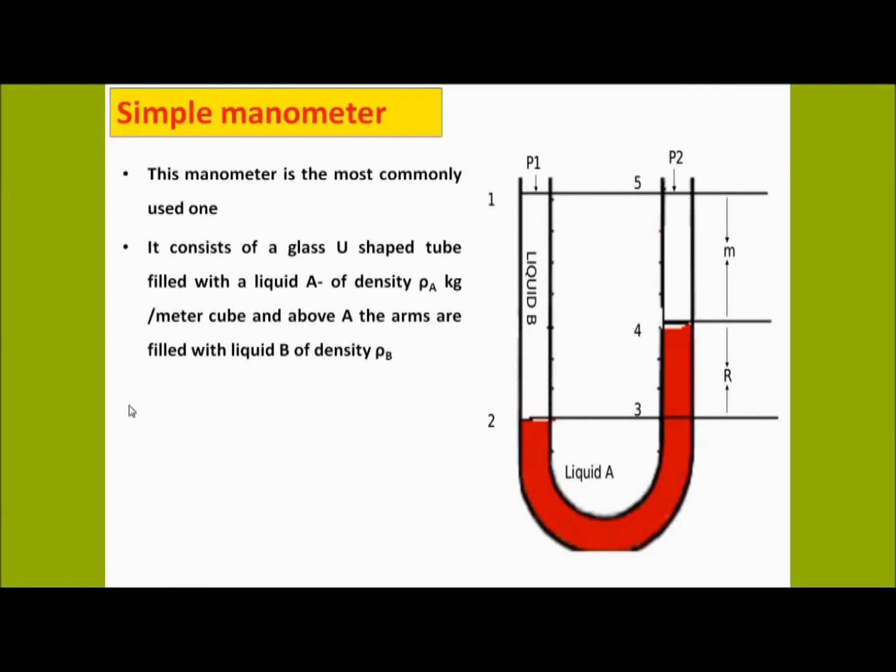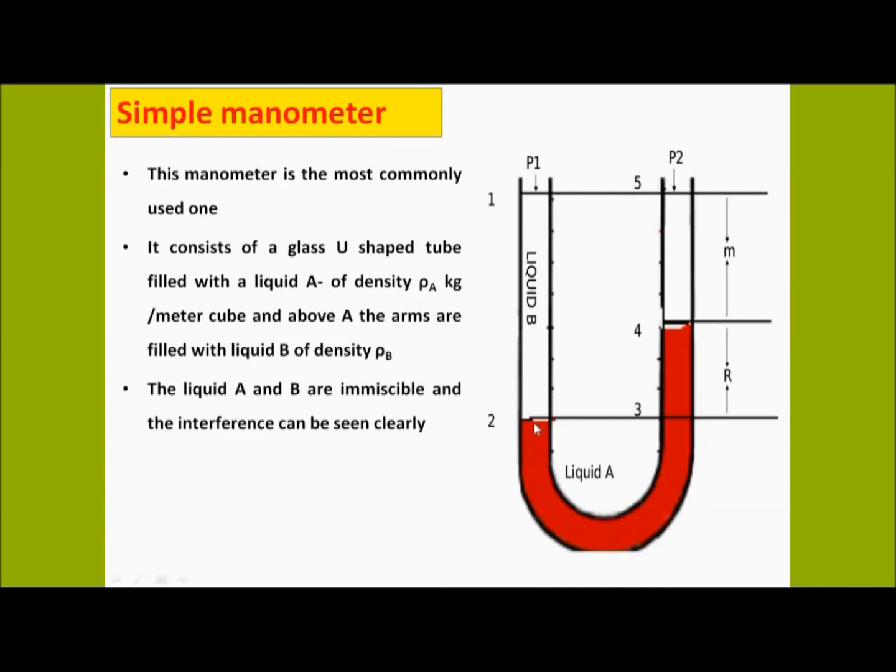Now you see, it consists of a U tube, a U-shaped tube, right? It is filled with liquid A. This is liquid A with a density of rho A, unit kg per meter cube, and above the arm there is a liquid. This is liquid B, which has a density of rho B, right? You have to assume that liquid A and liquid B are immiscible.